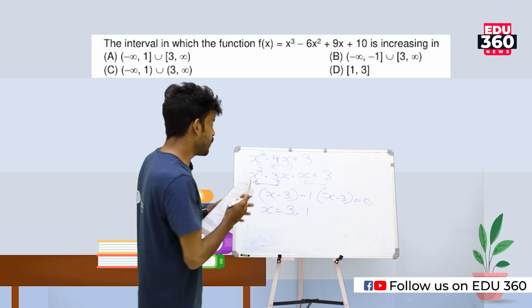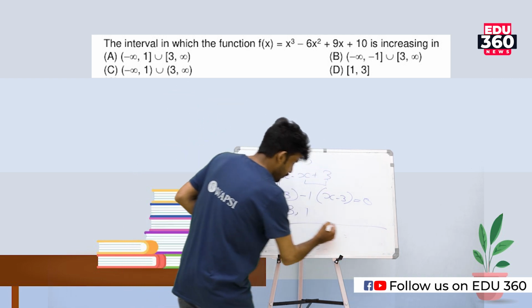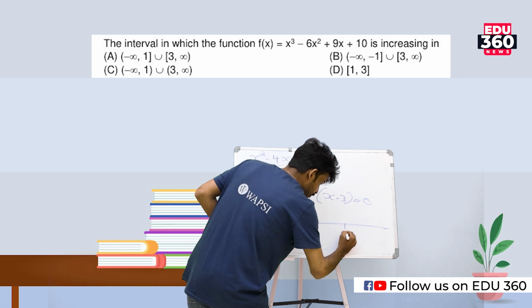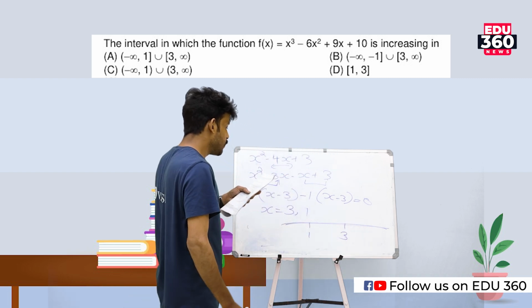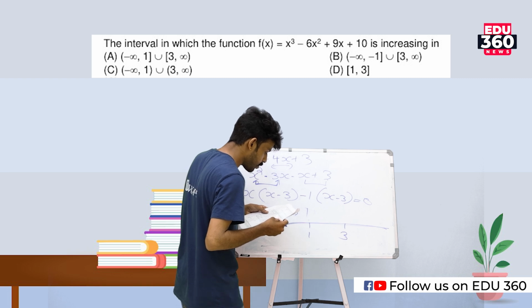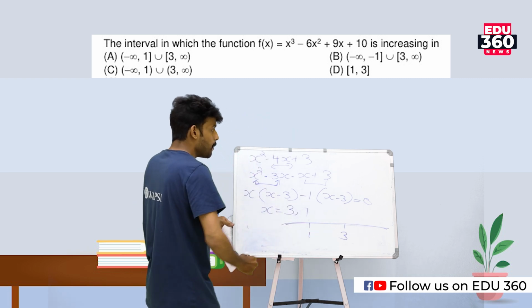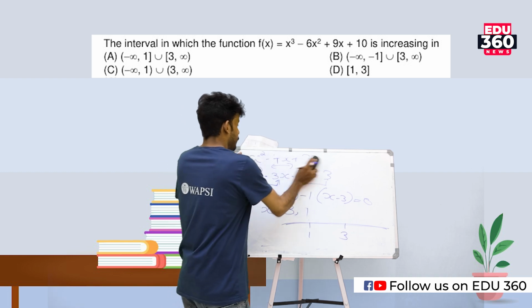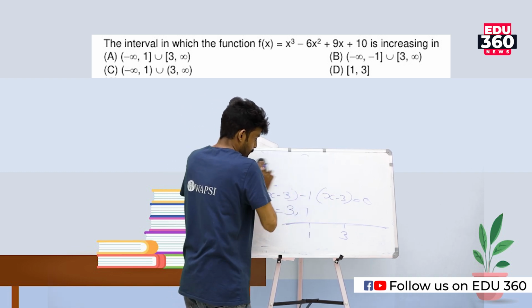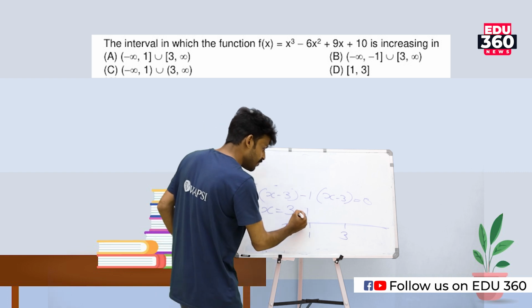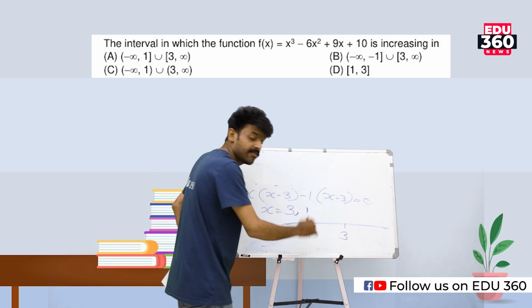So that means if I am just drawing a line here, a line like this, you can see this is 1 and this is 3. 1 and 3. So this is the interval. Wait a second. Yes. So the final answer, we got x is equal to 3 and x is equal to 1.